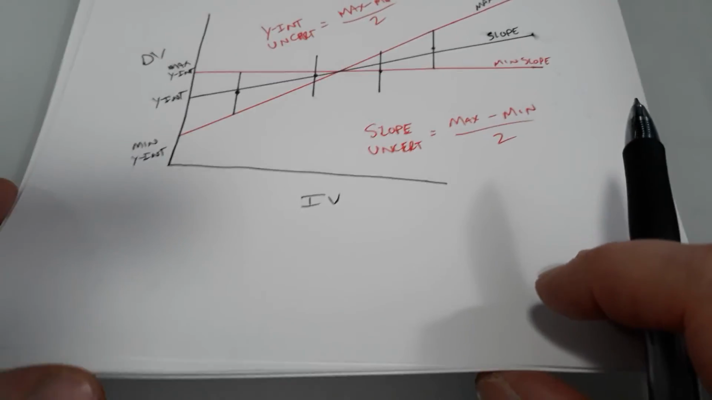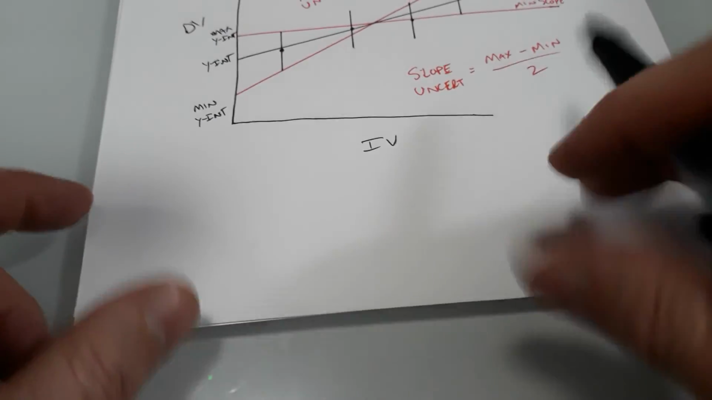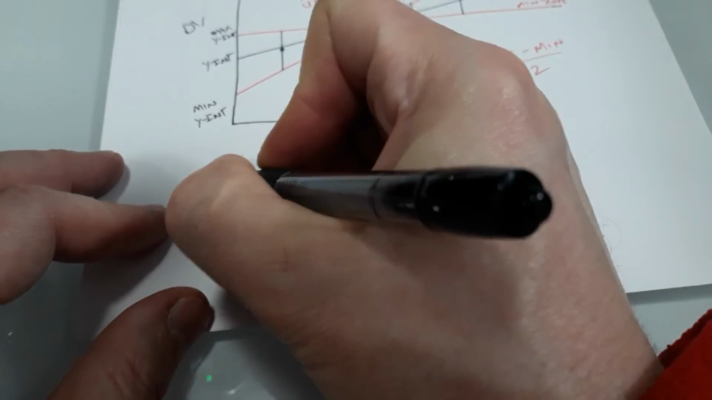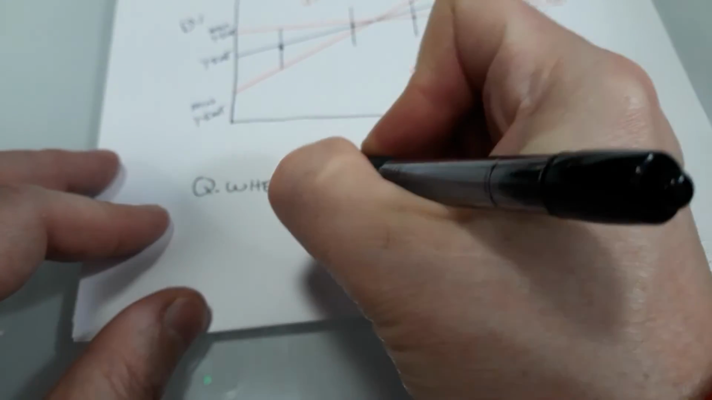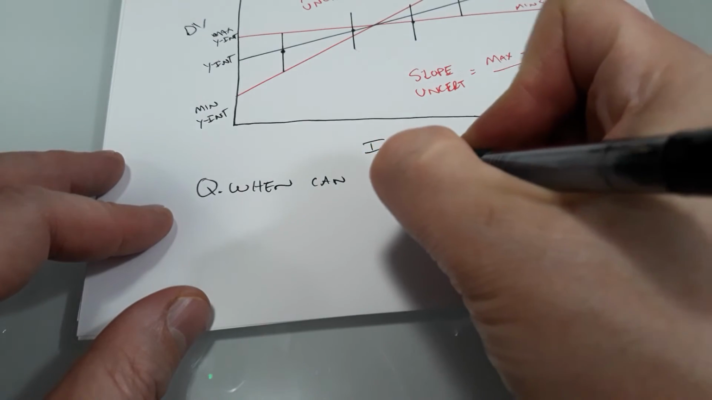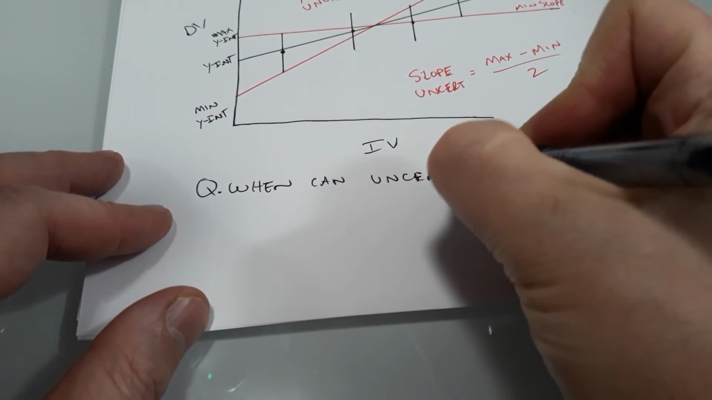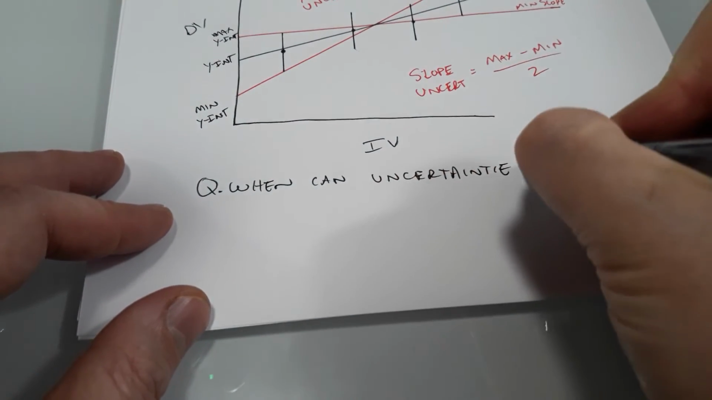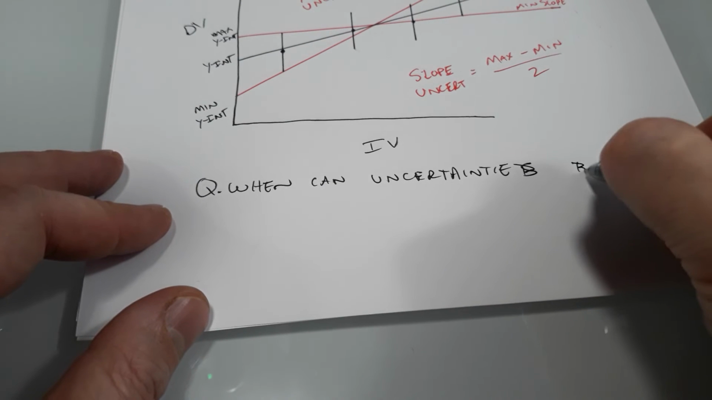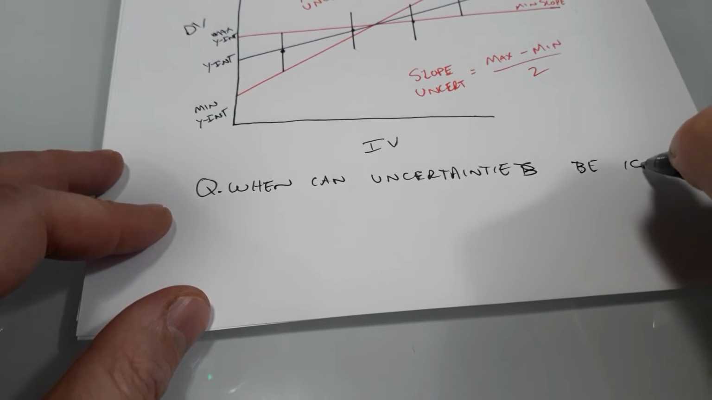Okay, so the last thing we'll leave with is, oftentimes you'll notice that I didn't draw the horizontal uncertainties, and the reason for that is because oftentimes we can omit them. So the question is, when can uncertainties be ignored?